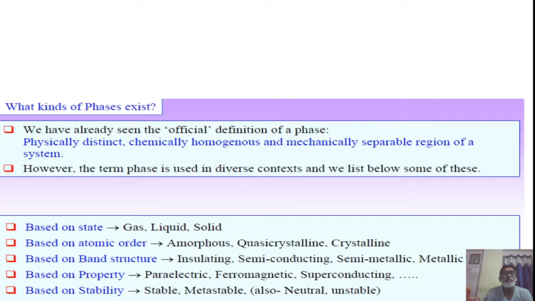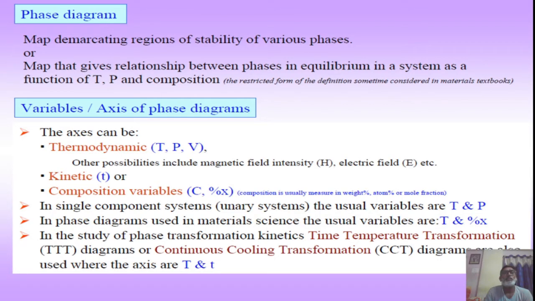Based on the state, it can be gas or liquid; based on atomic order, amorphous, quasi-crystalline, and crystalline. Based on band structure: insulating, semiconducting, semi-metallic, metallic. Based on property: paraelectric, ferromagnetic, superconducting. Based on stability: stable, metastable, also sometimes neutral. So a map demarcating the region of stability of various phases is called a phase diagram.